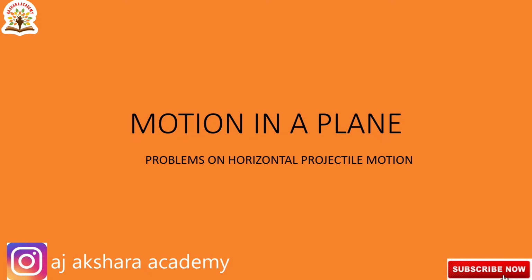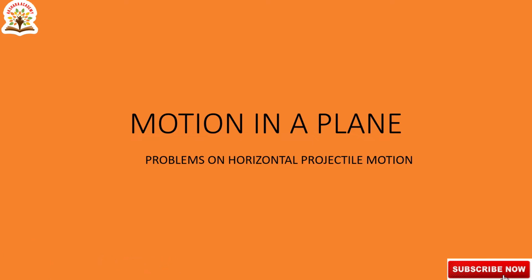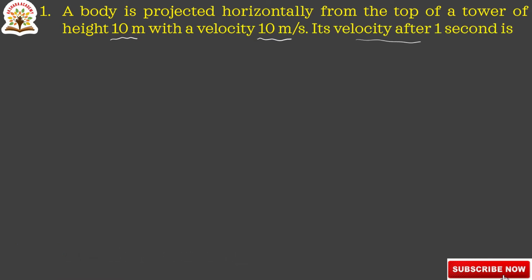Okay, let us go to today's session, motion in a plane, problems on horizontal projectile motion. Go to the first question. A body is projected horizontally from the top of a tower of height 10 meters with a velocity 10 meters per second. Its velocity after 1 second is. So here we have to calculate velocity after 1 second.